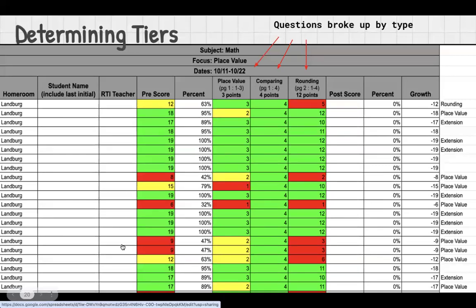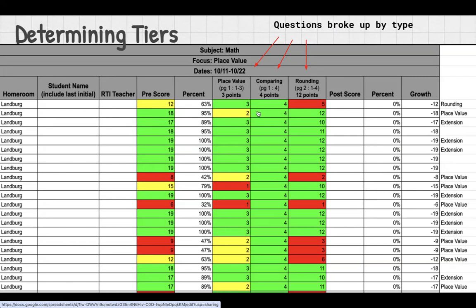Here's another example. This example is one of my examples from when I taught 4th grade math. There was a common formative assessment that was given. It included being able to identify place value, comparing numbers, and then rounding numbers. When we looked at this data, this student mastered these two skills, but was lacking here. So they would go in a group that was focused on rounding.